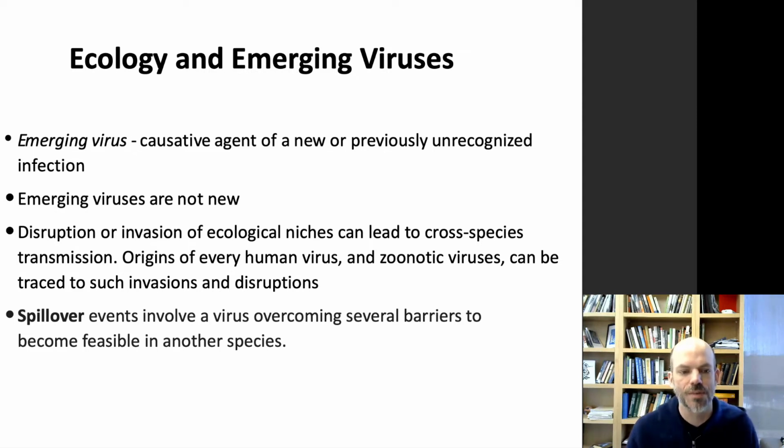The other term is spillover event. A spillover event is when a virus jumps species, essentially. So a virus is infecting a species, and for some reason something causes it to overcome some kind of biological or geographic or other barrier to start infecting a different species than it was infecting before. That's called a spillover event.